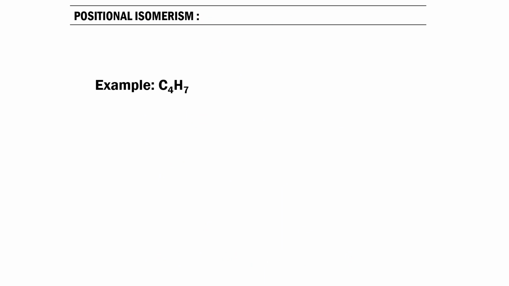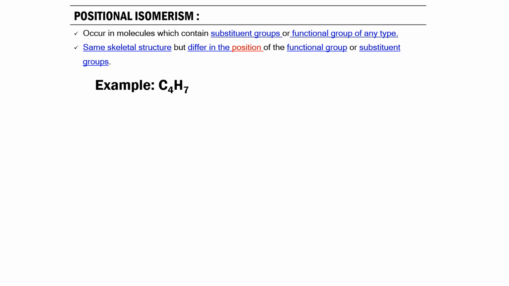The second type of constitutional isomerism is positional isomerism. Positional isomerism occurs in molecules which contain substituent groups or functional groups of any type. Positional isomers have the same skeletal structures but differ in the position of the functional group or substituent groups.